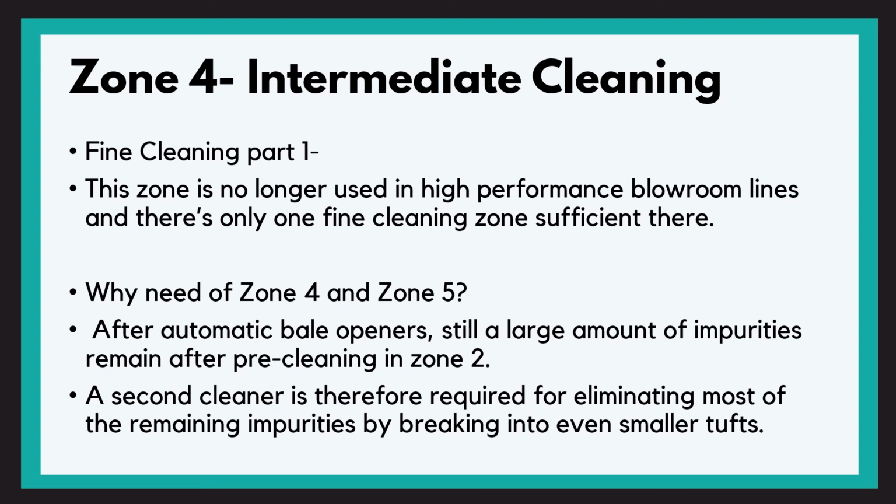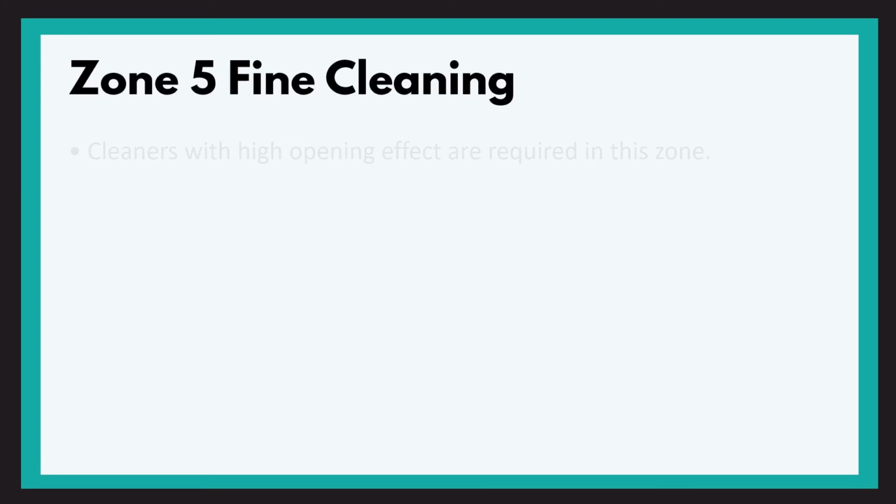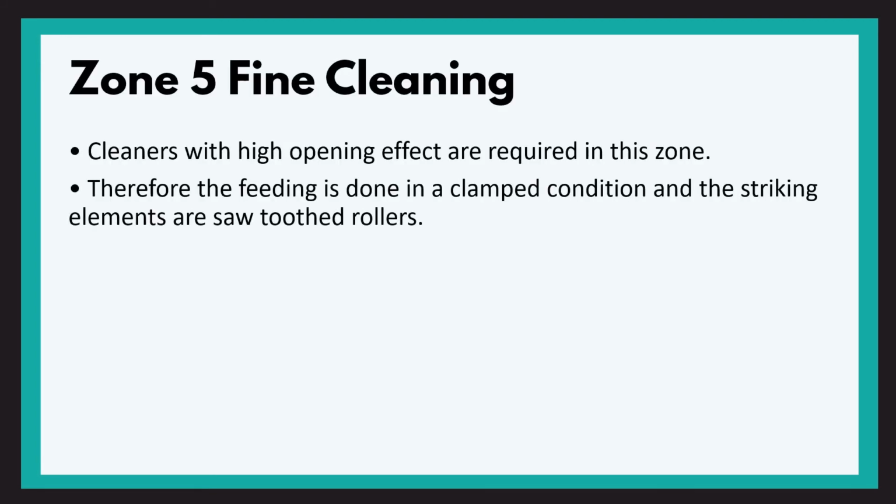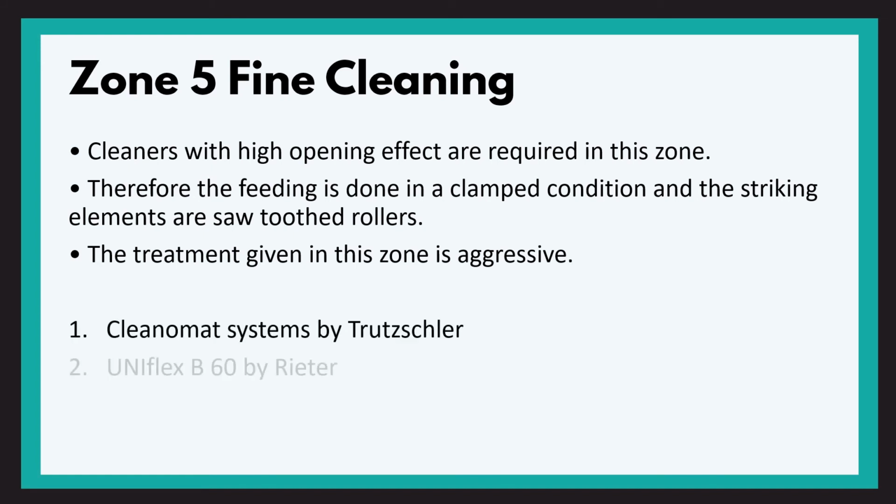The feeding is done in clamped condition and the striking elements are saw-toothed rollers, which we have already discussed in part 2 of blow room. Now the treatment given in this zone is aggressive. The main machines are the Cleanomat systems by Truchla and Uniflex B60 by Rieter.